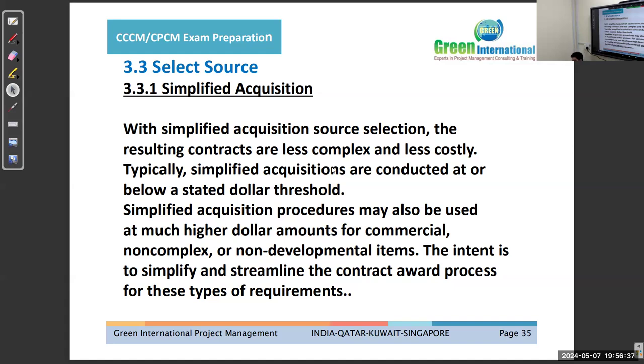Simplified acquisition. With simplified acquisition source selection, the resulting contracts are less complex and less costly. Typically, simplified acquisitions are conducted at or below a stated dollar threshold. Simplified acquisition procedures may be used at much higher dollar amounts for commercial, non-complex, or non-developmental items. The intent is to simplify and streamline the contract award processes for these types of requirements.